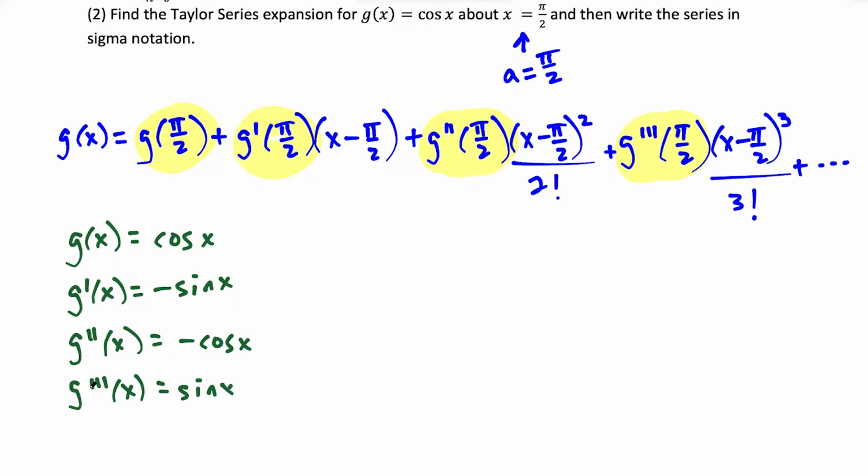And then we could stop here because if we find the fourth derivative of g, this is going to work out to cosine x. And notice that it brings us back full circle. We come back to cosine. So that's why we could stop at the third derivative.